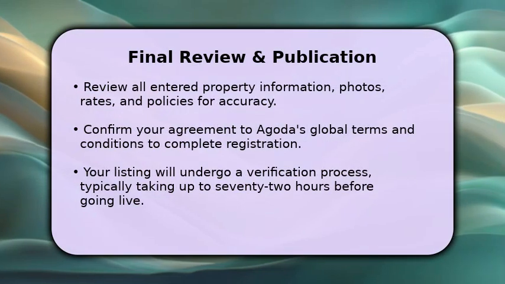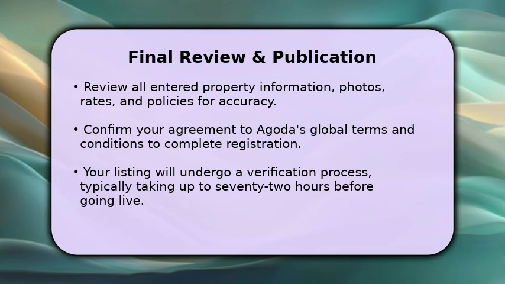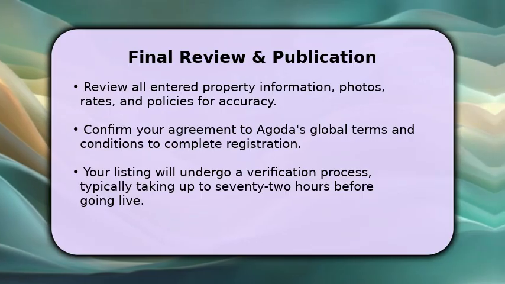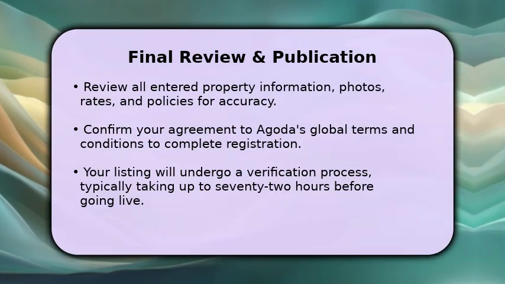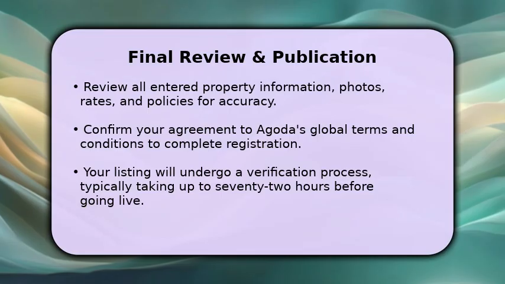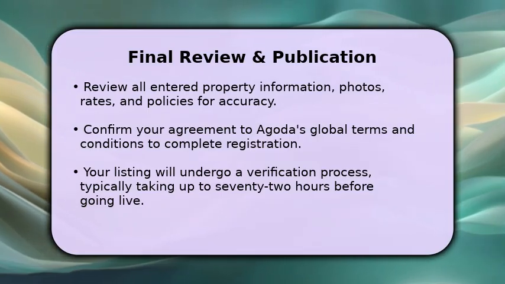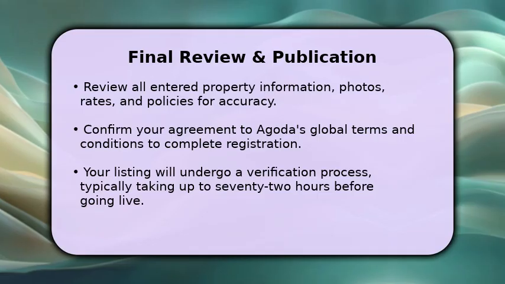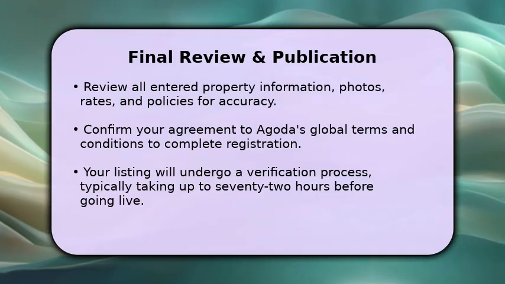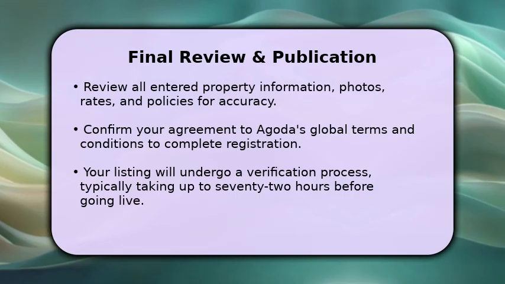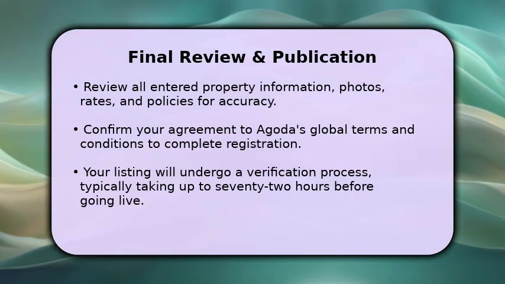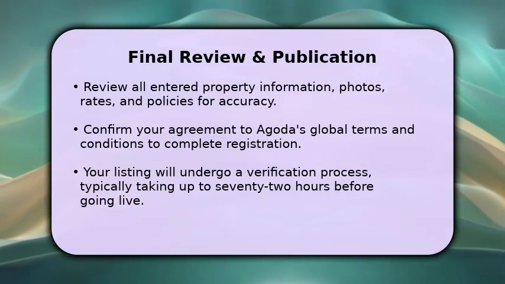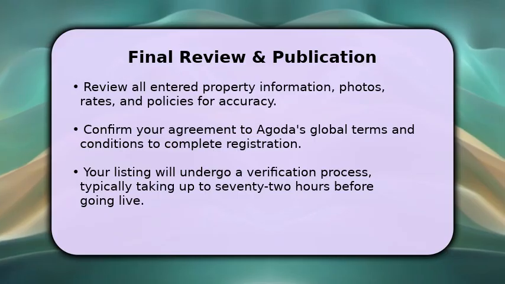The final step is to thoroughly review your listing. Double-check all property information, uploaded photos, set rates, and defined policies to ensure everything is accurate. Once satisfied, confirm your agreement to Agoda's global terms and conditions to finalize your registration. After submission, your property listing will enter a verification process by Agoda's system, which usually takes up to 72 hours before it becomes live and visible to millions of travelers.